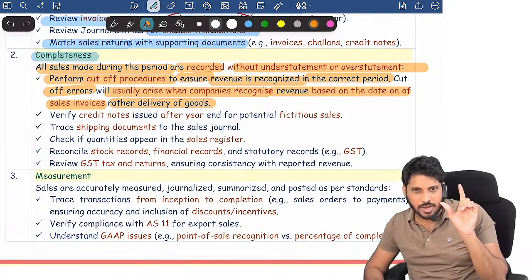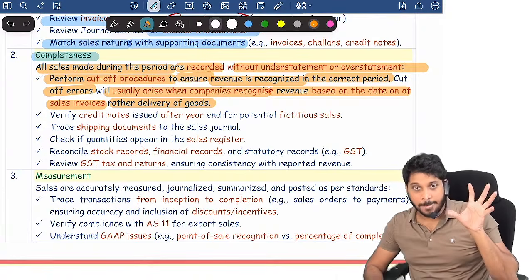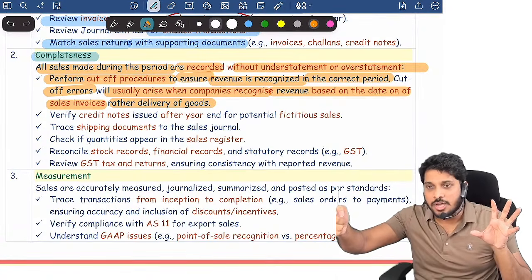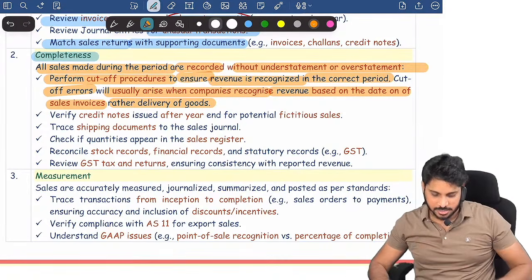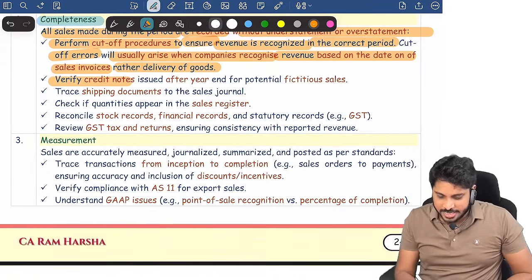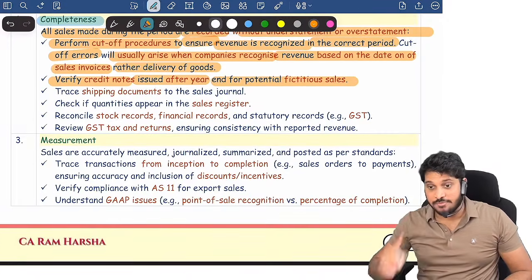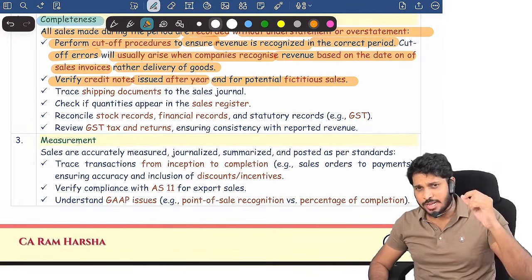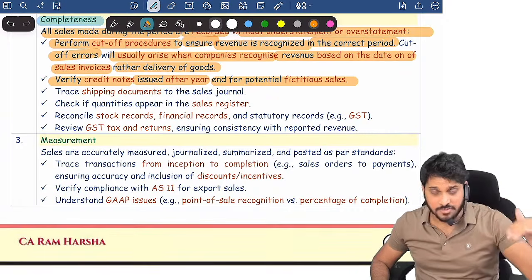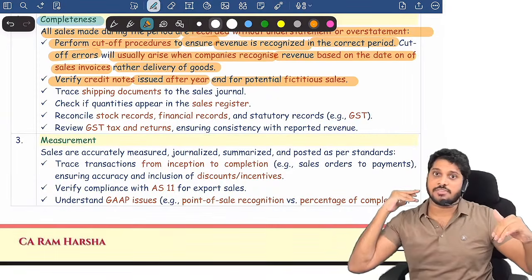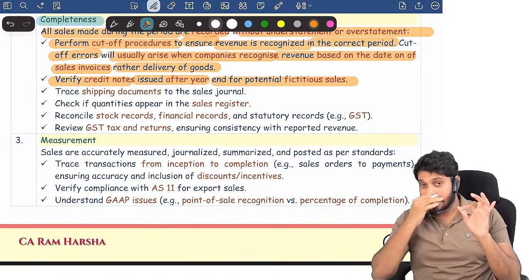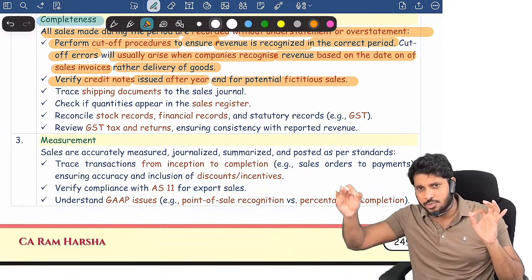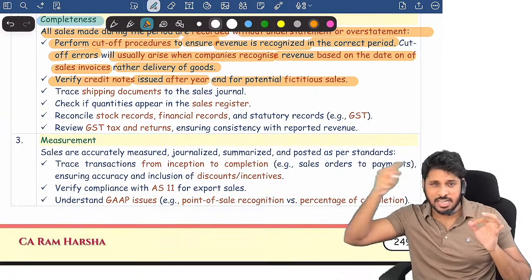Take the last 1 week of March, the invoices given. Check when the goods were actually delivered. Only delivery date must be the basis for recording the sale. Verify credit notes issued after year end to identify potential fictitious sales. Very simple, guys. Sometimes we record a sale in the last week of March and show a sales return in the first week of April, but this year's profit is already overstated. So check whether there is any sales return in the first week of the next month. If so, see whether it's a fictitious sale or a genuine sales return.